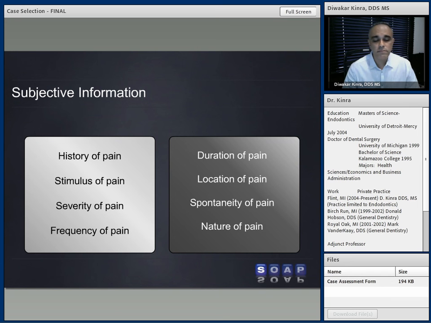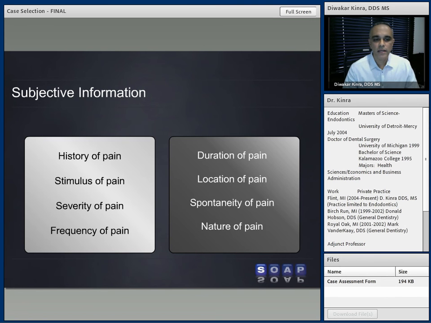Location of pain. Again, if we can't decide which arch the pain is coming from, which side of the midline the pain is coming from, we can't do any work. If we can't localize it to one quadrant, we can't do any work. We have to localize it to one tooth. And when we can localize it to one tooth, then we can go ahead and proceed with our root canal therapy if that's what's going to solve the patient's problem.